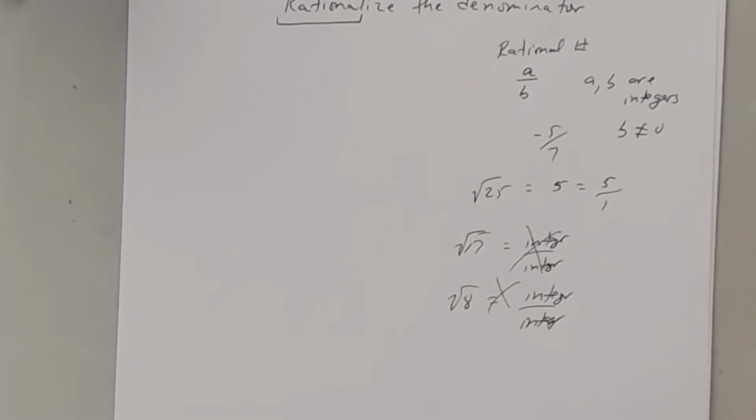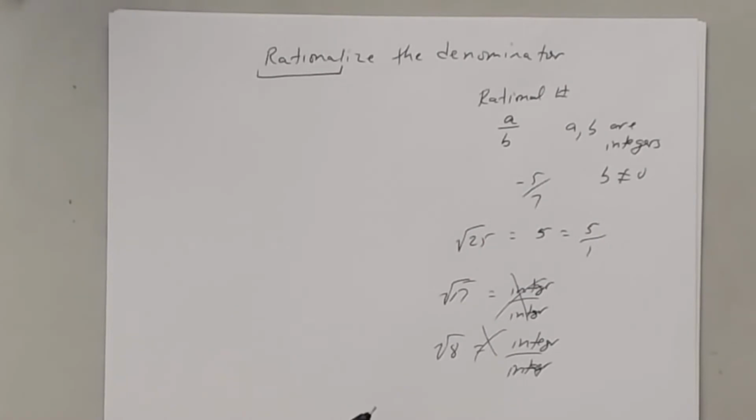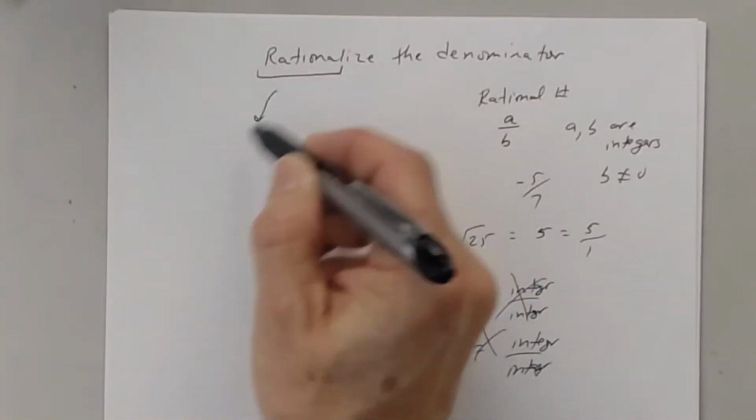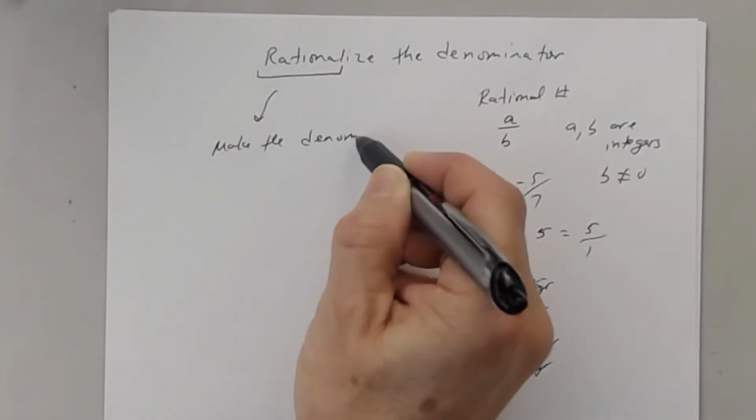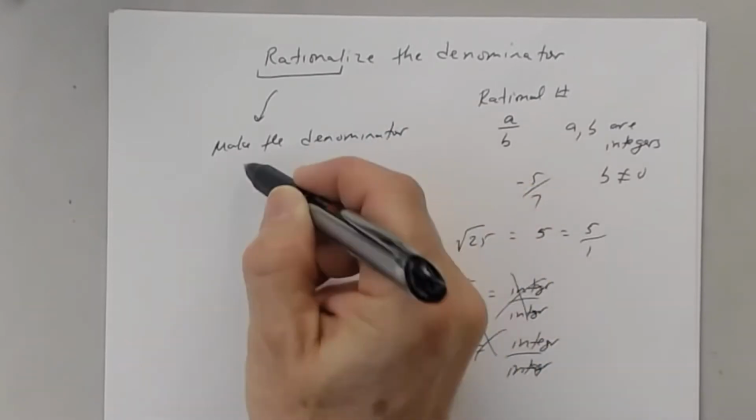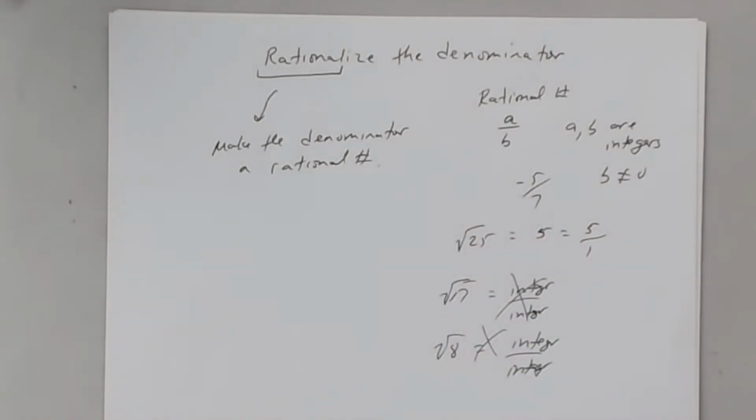So when we rationalize the denominator in these problems, what that means is you want to make the denominator a rational number. That's what that means. So the phrase "rationalize the denominator" means you want the denominator to be what kind of number? A rational number.